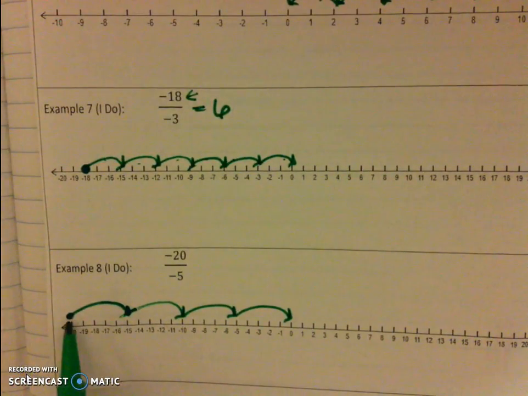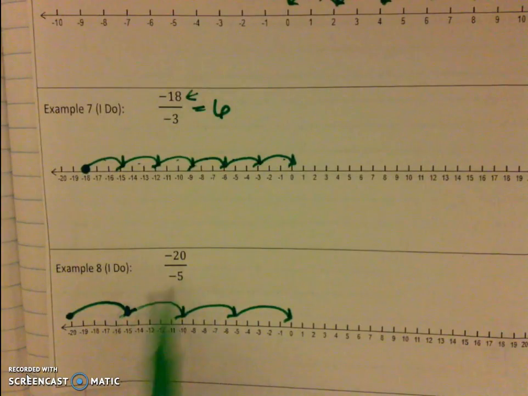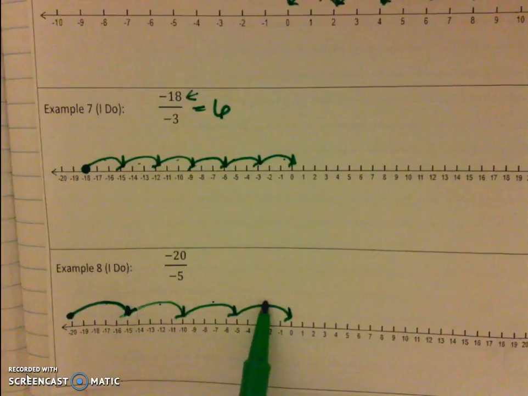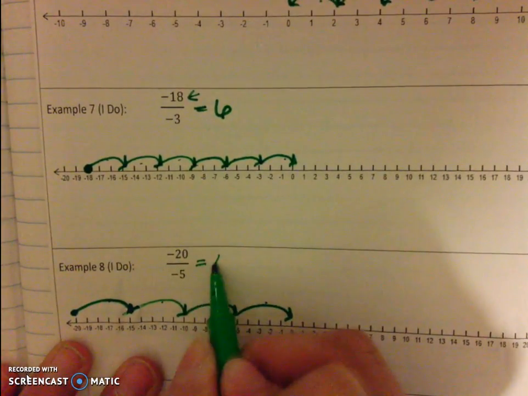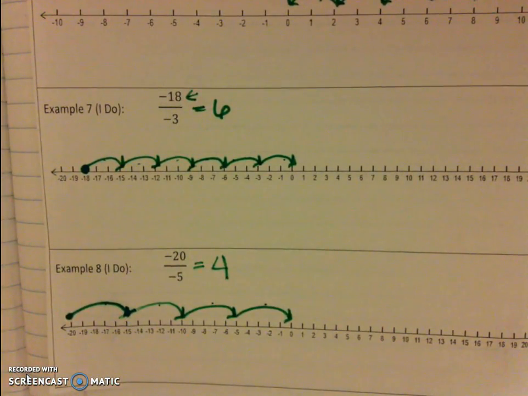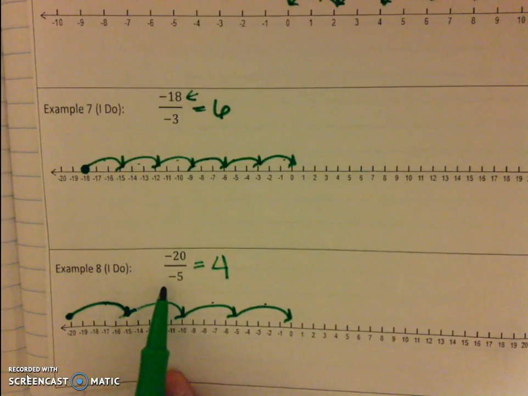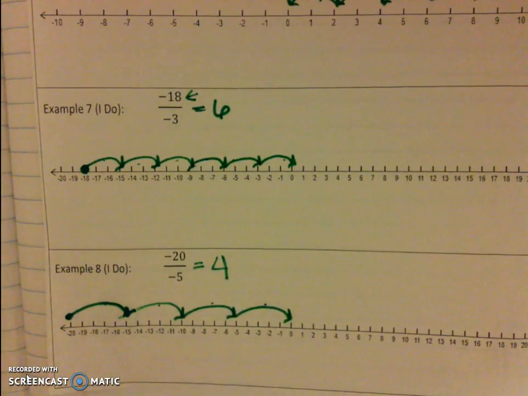Okay, so same here. We have -20, and we're going to make groups of -5. So that's 1, 2, 3, 4. So how many groups did I make? I made 4 groups. So -20 divided by -5 is 4. Okay, so that's the end for dividing integers with number line.